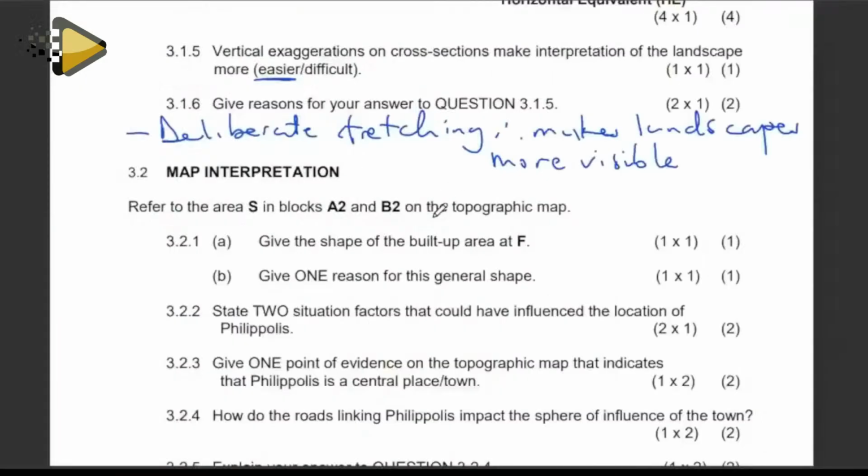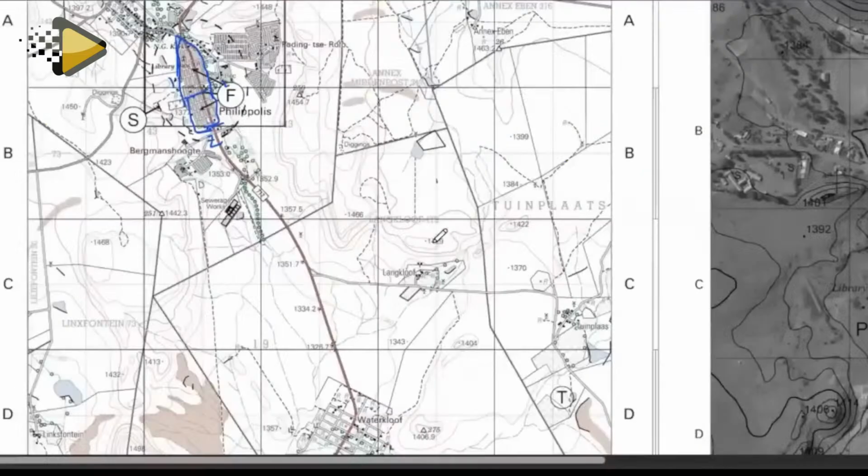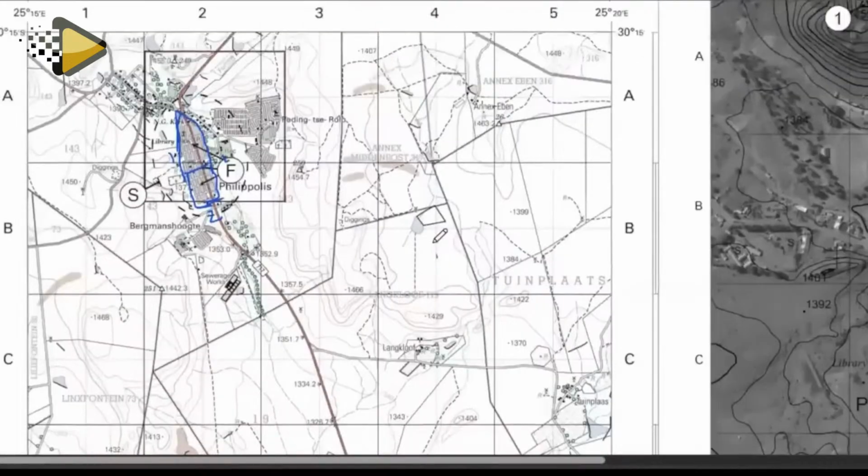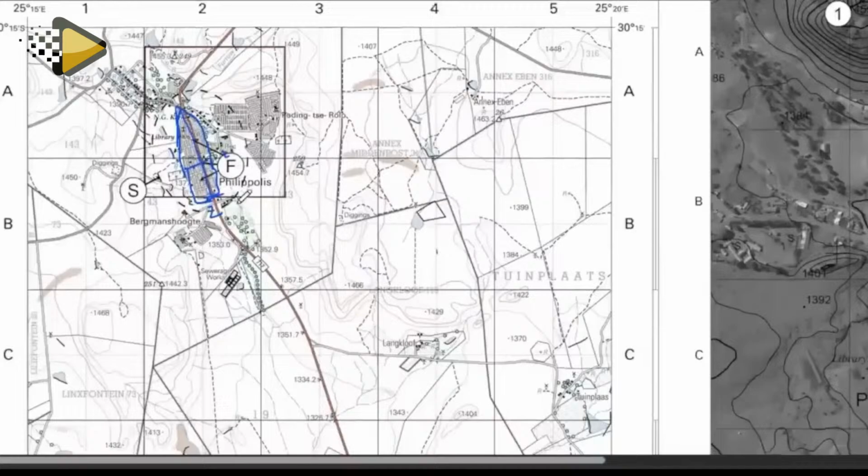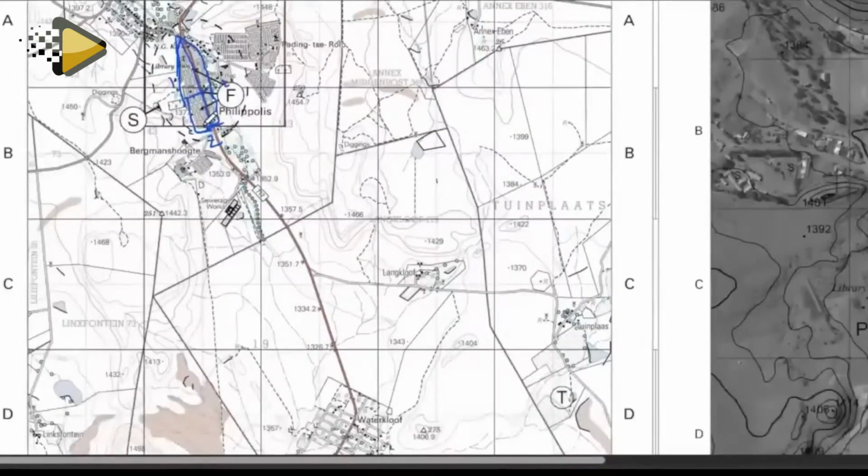Right. One reason for this general shape, basically we have to identify the reason for the shape. If we check that particular area, why is it having that shape? Right. Basically, if we check this whole built up area, it's more or less following a linear inclination. Like these buildings, if you can see, if you are to follow this road, the shape of this settlement is more pronounced, though there are some other buildings by the other side.